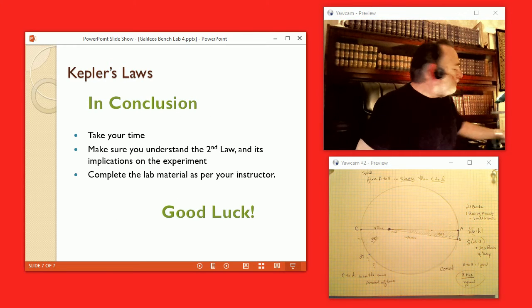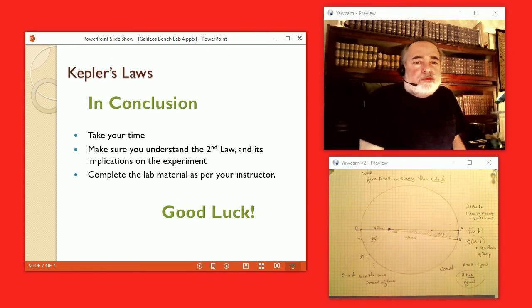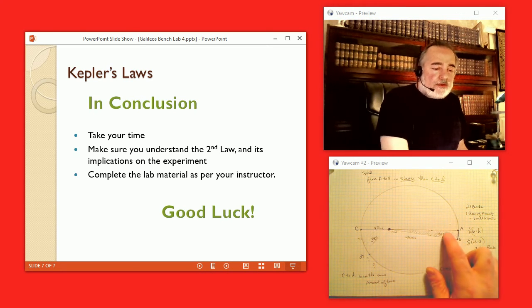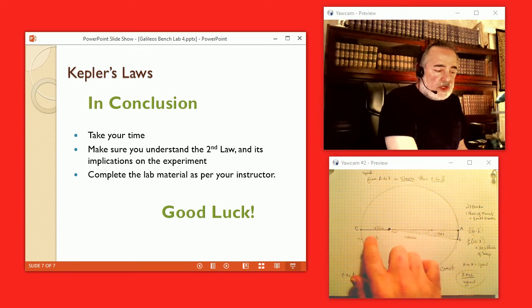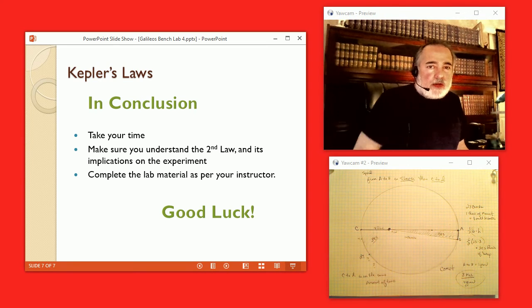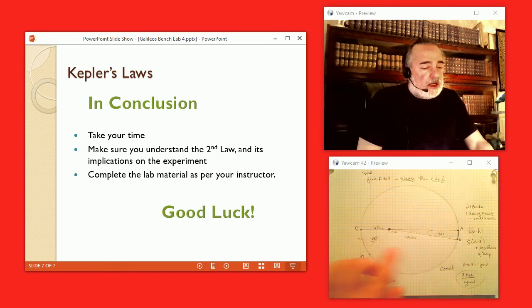So that's the lab. Take your time and make sure you understand the second law. The amount of area here swept out is equal to the amount of area swept out here. And the implications here on the experiment in terms of the speed between A and B and the speed between C and D.